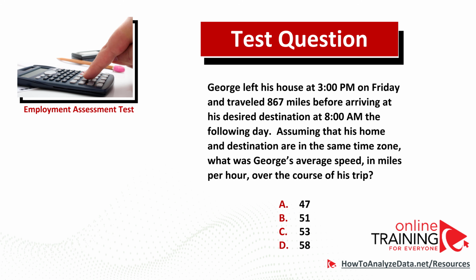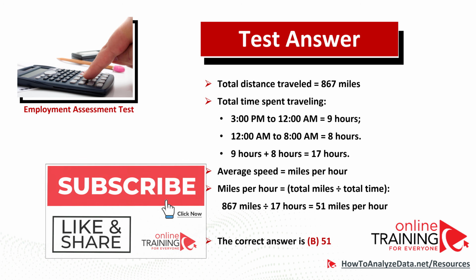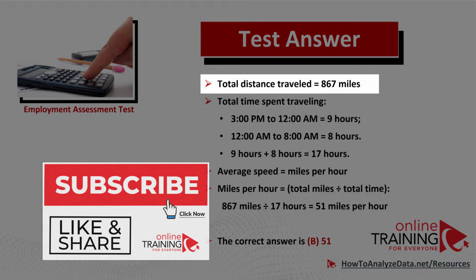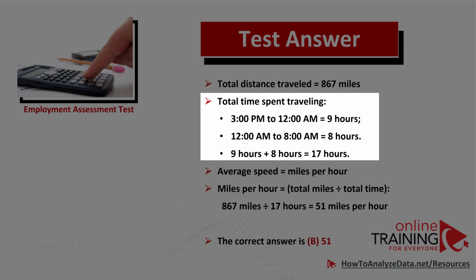And now let's go ahead and reveal the answer as we will solve this challenge together. Let's first get the facts straight to better solve this challenge. We need to get information about distance traveled, which is 867 miles, which is given to us as part of the problem. And now we need to calculate the total time that George spent traveling.